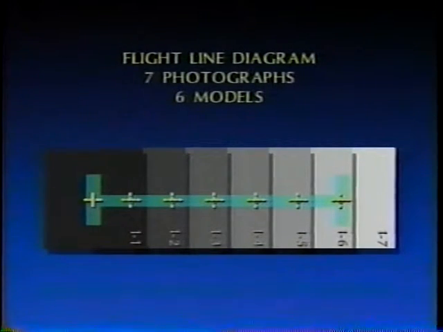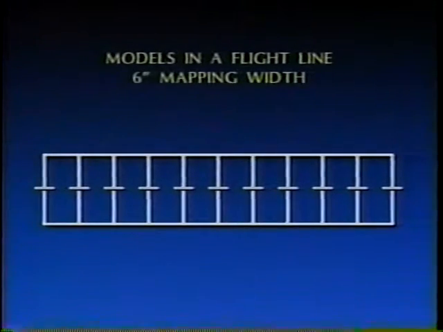We can only map an area from the center of the first photo to the center of the last photo in a flight line. We can also see that it always takes one more photograph than models to map a given area along the flight line. In this diagram, we see the flight line shown as models rather than photographs. This is the form used for flight planning purposes.